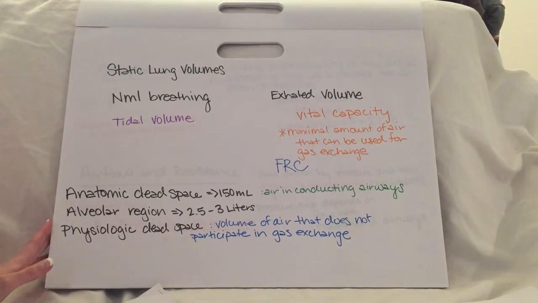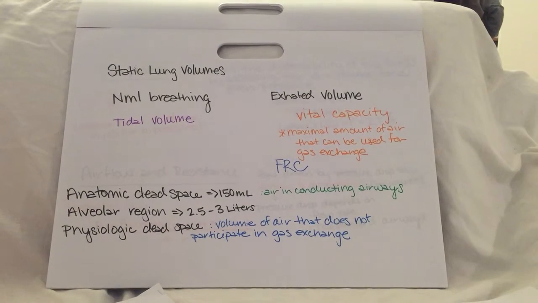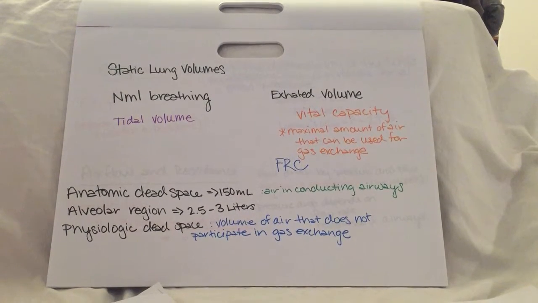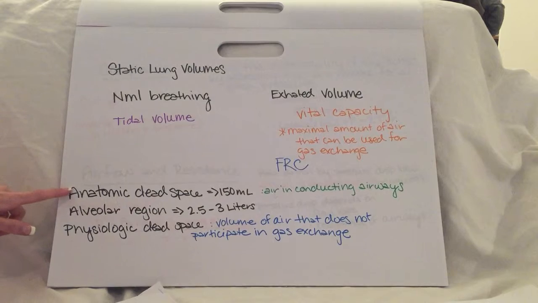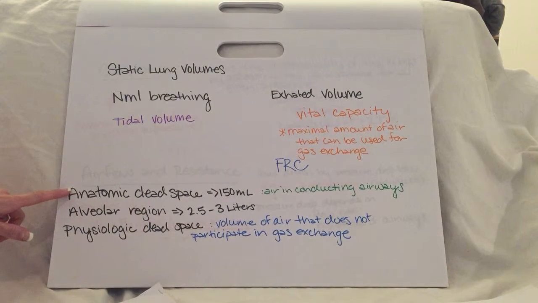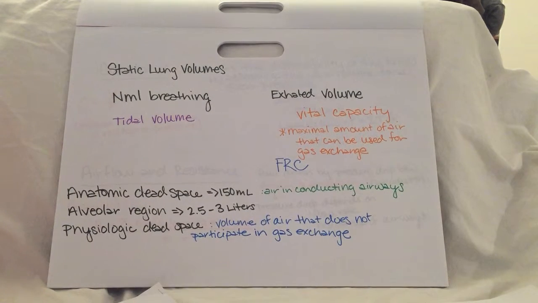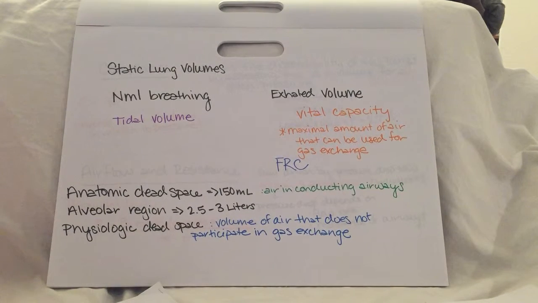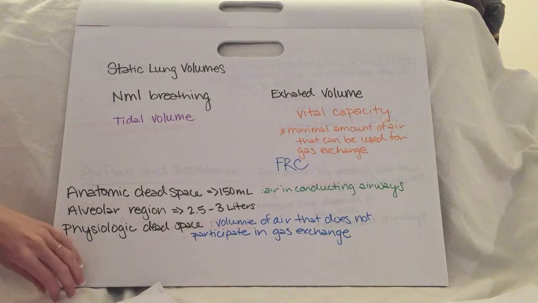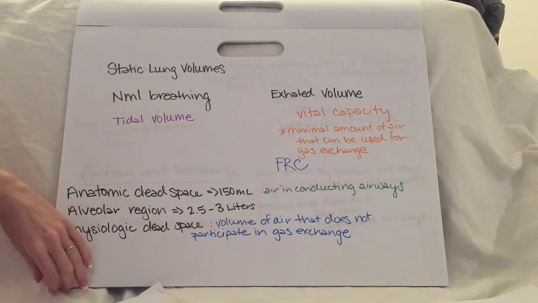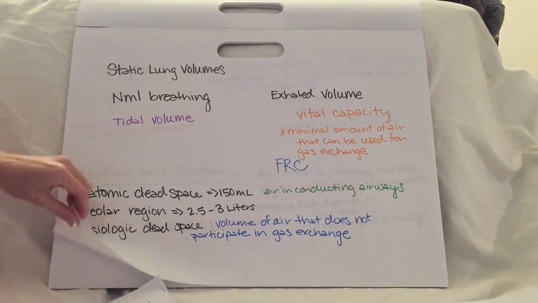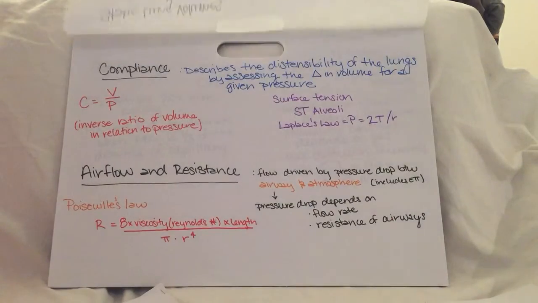And the numbers in regards to some averages for how much dead space is involved: our anatomic dead space has approximately 150 mLs, and it's the air in our conducting airways. The alveolar region holds between 2.5 and 3 liters. And our physiologic dead space, as a reminder, is the volume of air that does not participate in gas exchange.